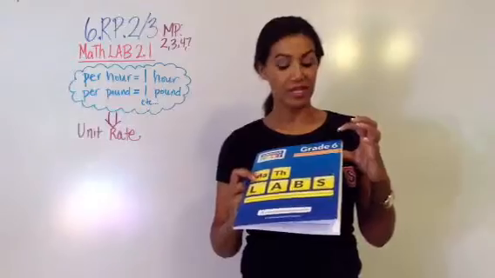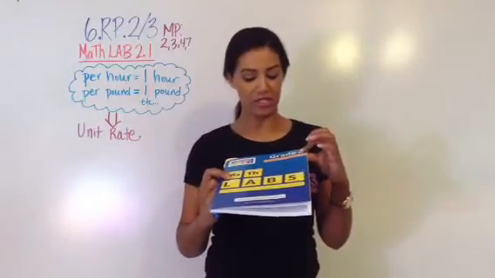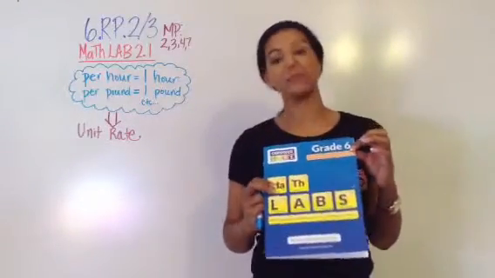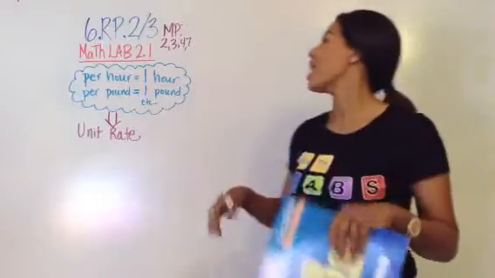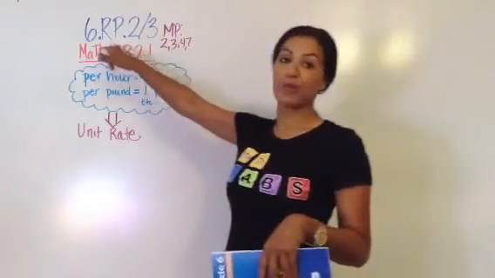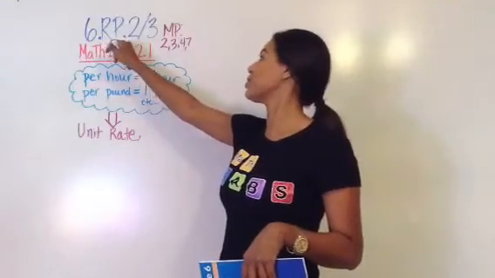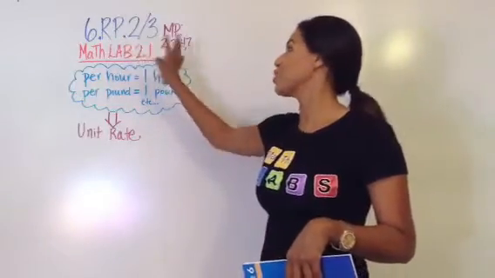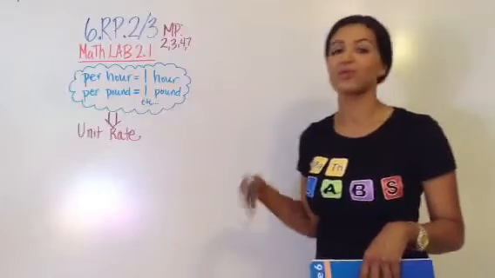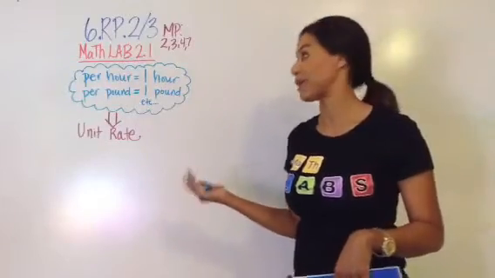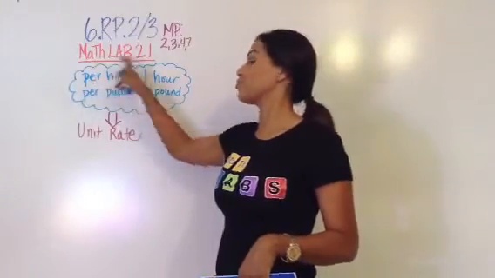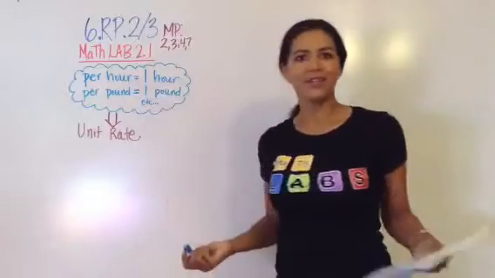Today we are in the 6th grade book, which is in Ratio and Proportional Relationships. That's Unit 2 of 5. This corresponds with Common Core Content Standard 6.RP.2 and also .3, which basically are unit rates, and then using a visual model to solve unit rates. This is Math Lab 2.1, and let's start right away.